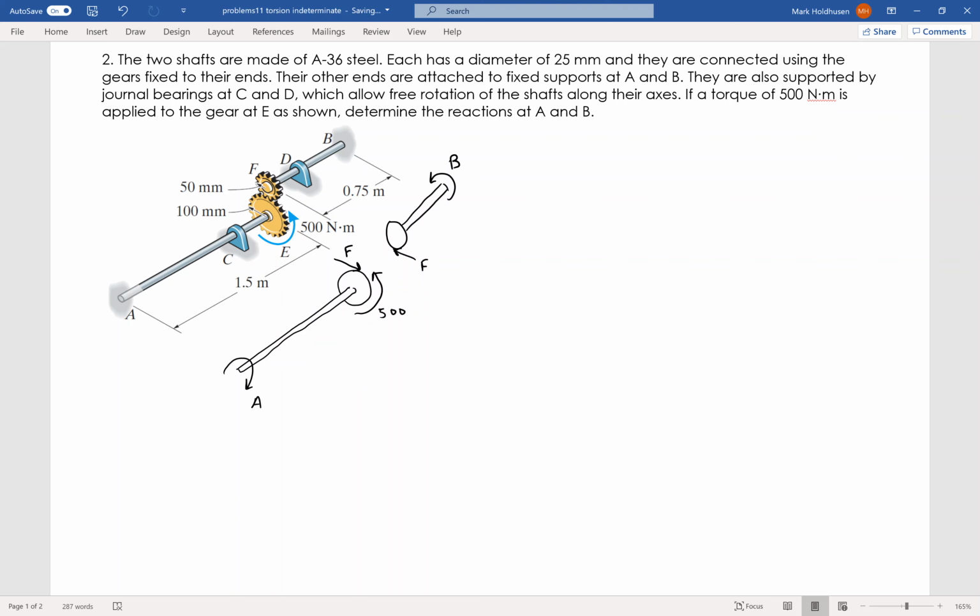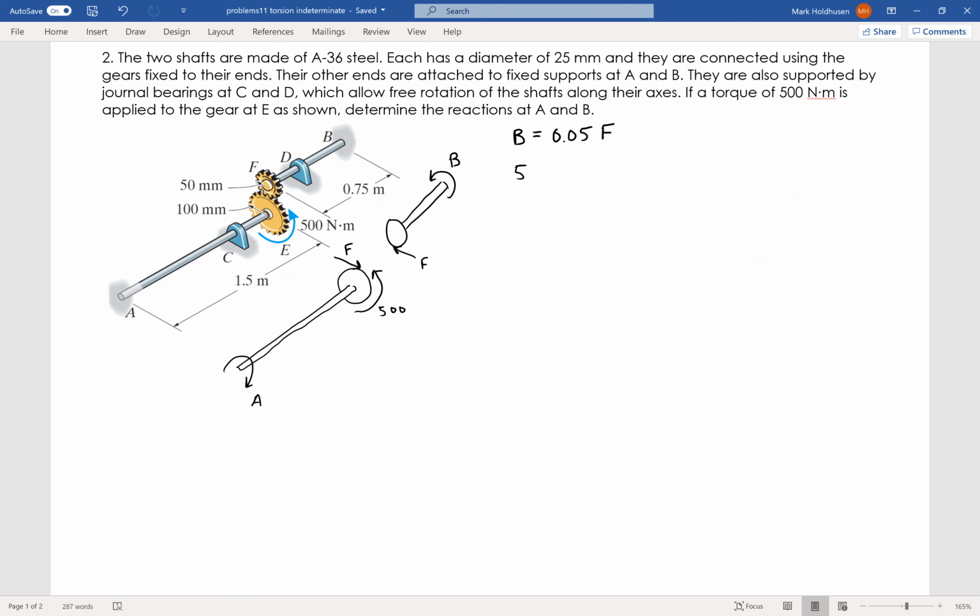Okay, so I've got two free body diagrams, so I'm going to have two equilibrium equations. The first one tells me that B has to equal the radius of 0.05 meters, or 50 millimeters, times that F. That force on the gear, the torque it's creating, is what B has to equal. On the other one, I've got that 500 that's applied, and that's going to be balanced out by A as well as that F, but on this one it has 100 millimeters, so 0.1 F, like so. So there I have two equations, but I have three unknowns, A, B, and F.